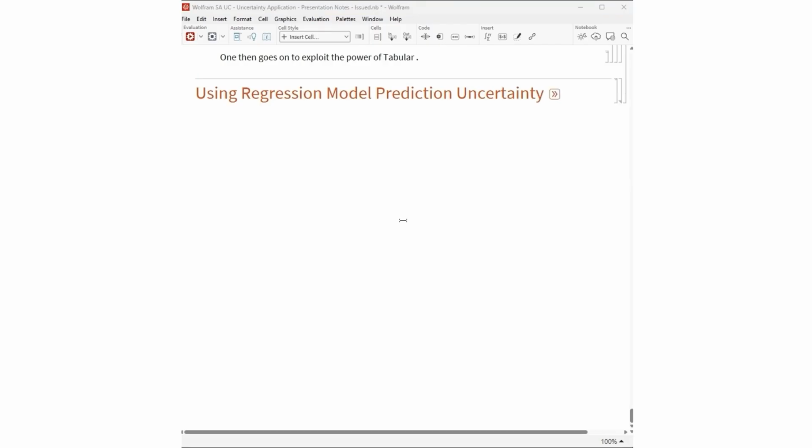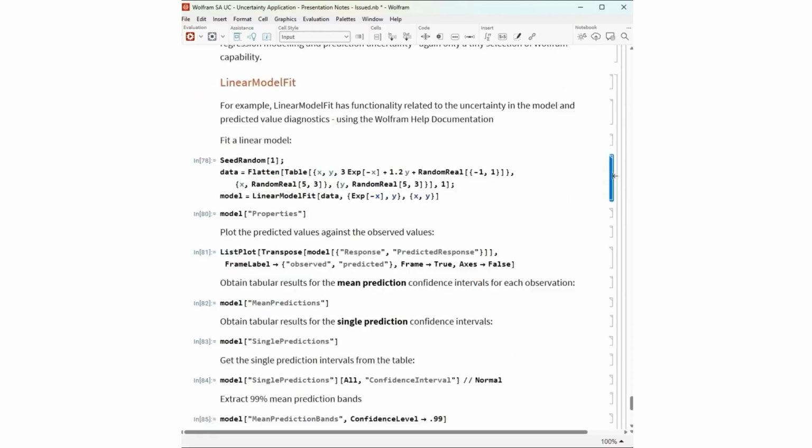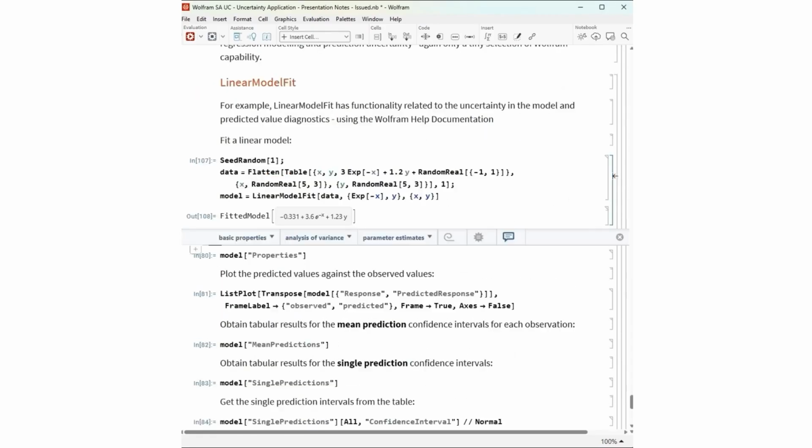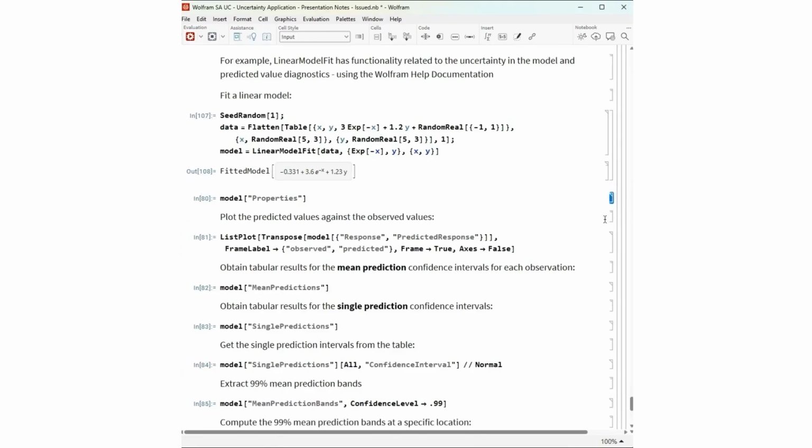Wolfram also has an impressive range of uncertainty capabilities with regression modeling. One shown here is a linear model fit. By example, you can create a data set and fit the defined model. Let me just do that quickly. Linear model fit also has many properties for diagnostics and prediction capabilities. So let me pull out some of the properties here.